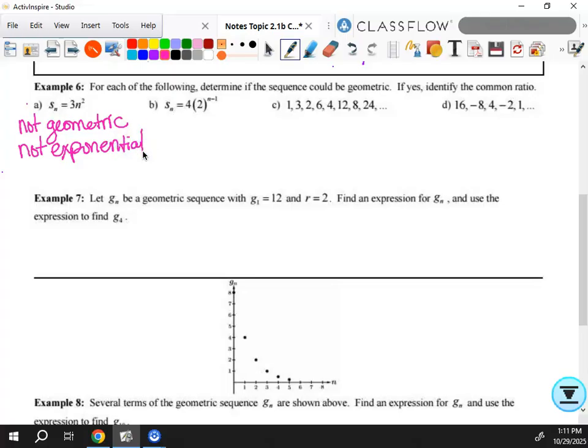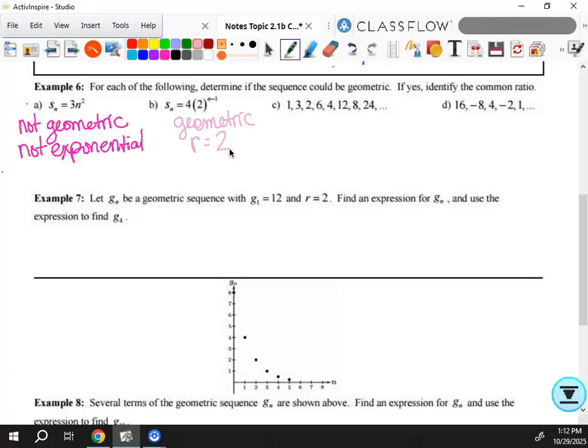Okay, that makes sense? So now let's look at B. Is B an exponential function? Yes. So then is it a geometric sequence? Yes. So this is geometric. I need to identify the common ratio. What is that? 2. Okay, it is 2. All right. It's whatever number's in the parentheses.